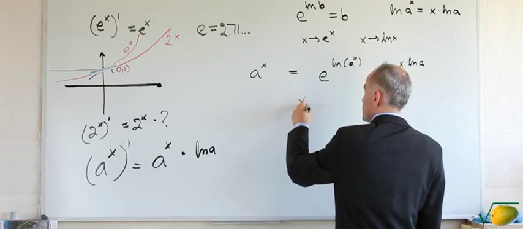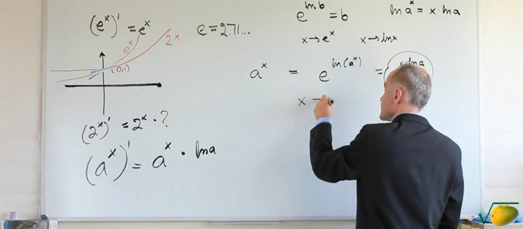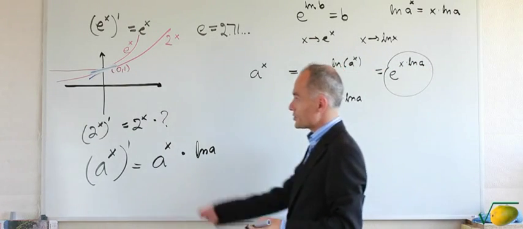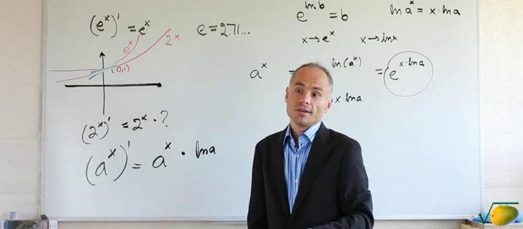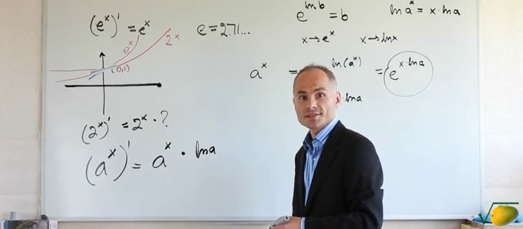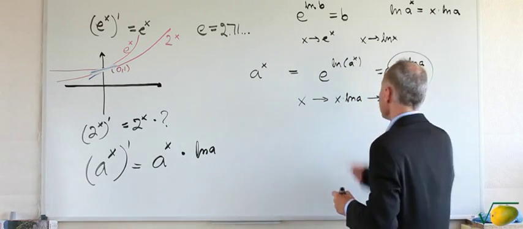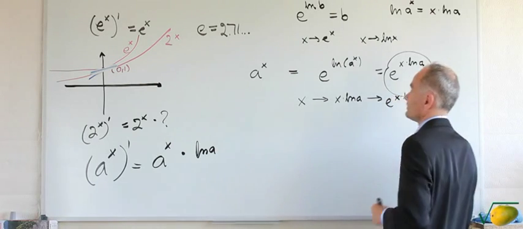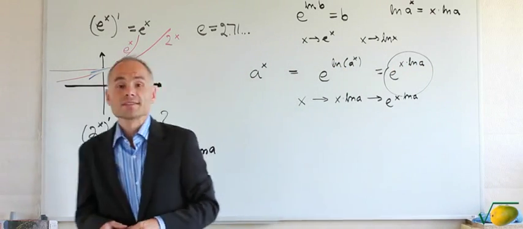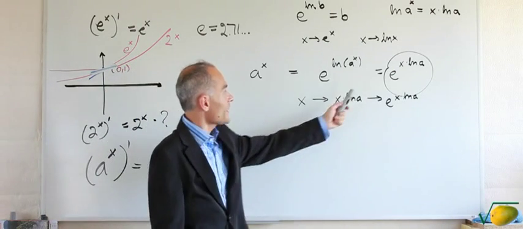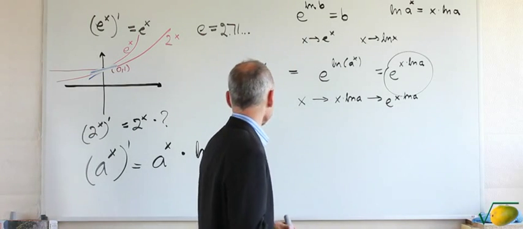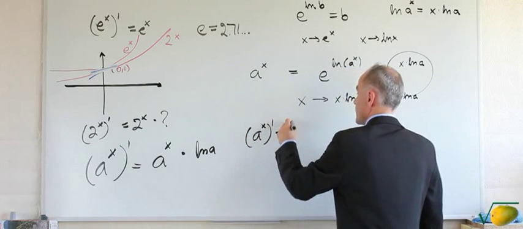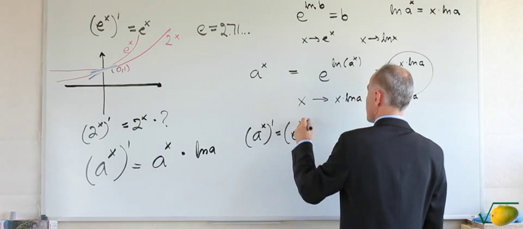So let me see what's happening here. Again, x goes to x times ln of a, so that's just multiplying x by a number. And in case of 2 to the x, that number will be ln of 2, which is more or less 0.67, something like this. Okay, and then the outer function will be exponentiation. So then we get e to the x times ln of a. Okay, so we're ready to differentiate a to the x, but we will write it this way. So the derivative of a to the x is equal to the derivative of e to the x times ln of a.